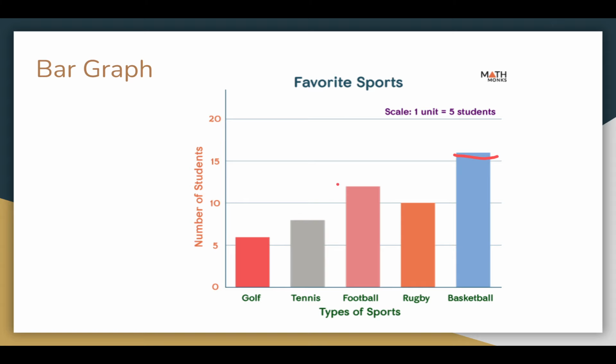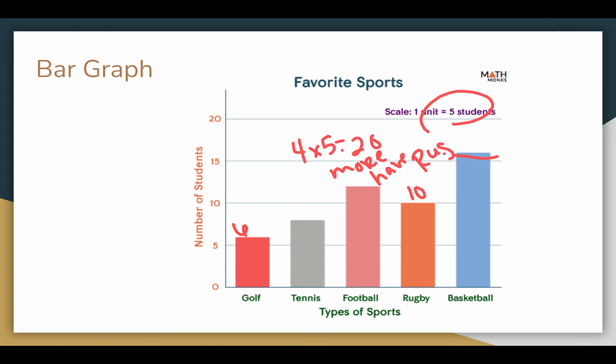Notice we could even find the differences between them. We could say how many more people like rugby than people who like golf. If we said this was about 6, rugby's about 10, that's a difference of 4. Each student is 5, so that would be about 20 more students have rugby as a favorite sport.